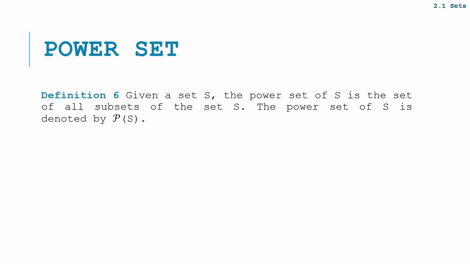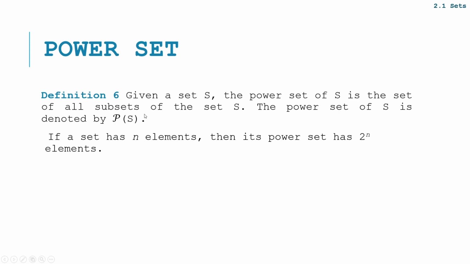A power set, on the other hand, is basically just the set containing all the subsets of the set S as its elements. Given a set S, the power set of S is the set of all subsets of the set S. The power set of S is denoted by P(S). If a set has n elements, then its power set has 2 raised to n elements.